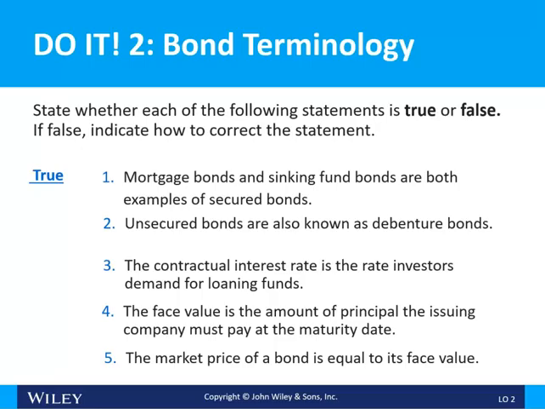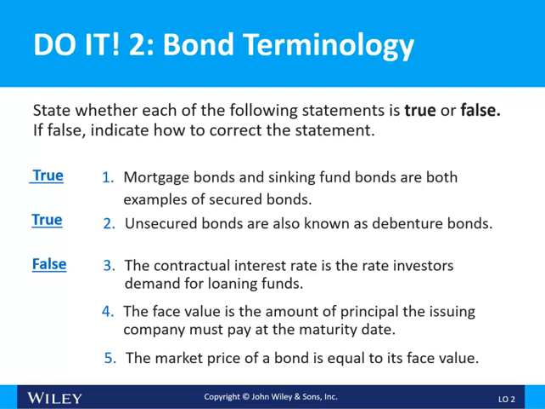Unsecured bonds are also known as debenture bonds. That is true. So that's another way you can refer to unsecured bonds, as debenture bonds. The contractual interest rate is the rate investors demand for loaning funds. That is false. Okay, we'll look at how to correct that in the next slide.